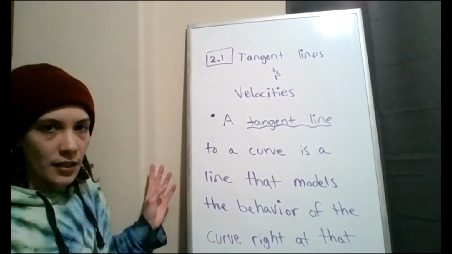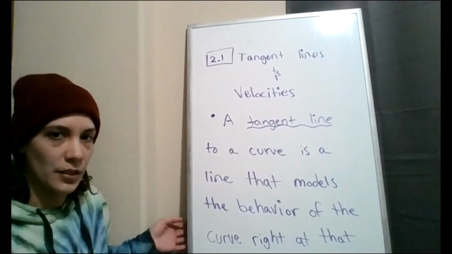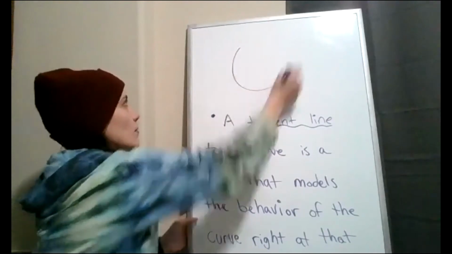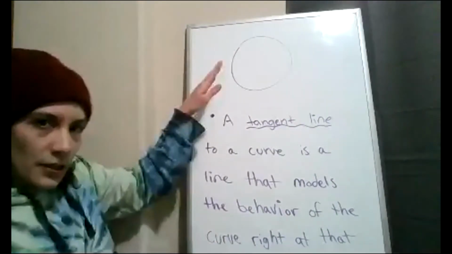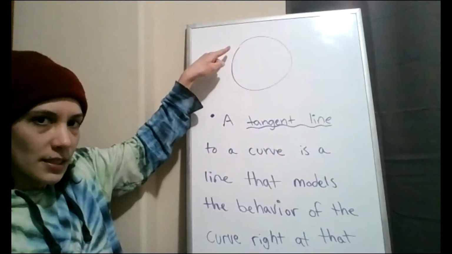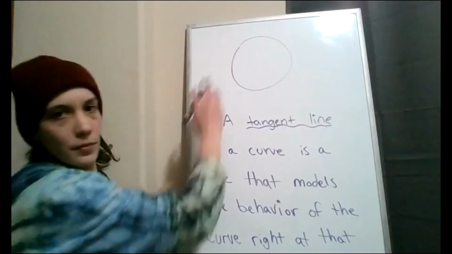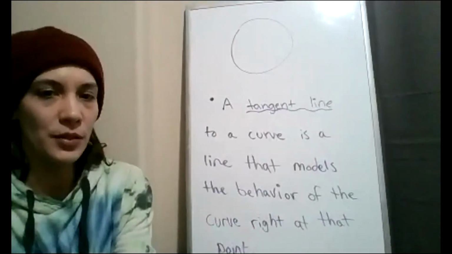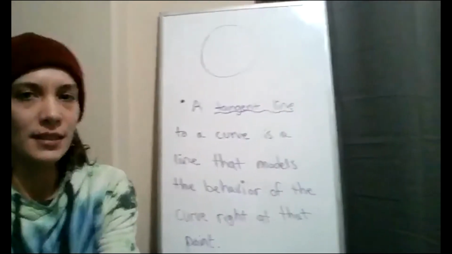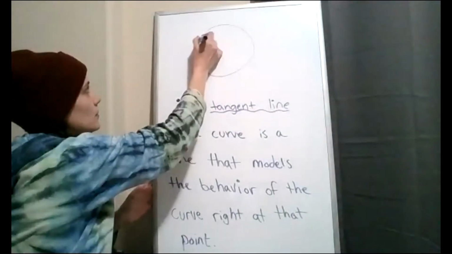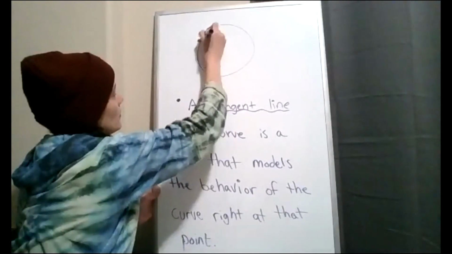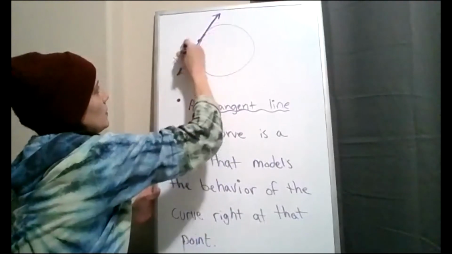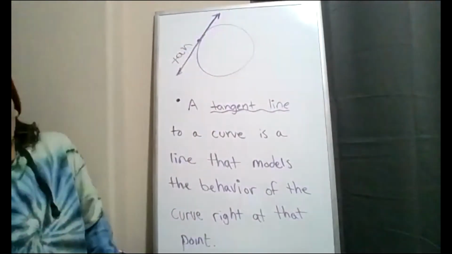Okay, so we'll draw just a classic curve, a circle. And I'll have a tangent line right here, which touches the curve once and describes the slope right at that point.